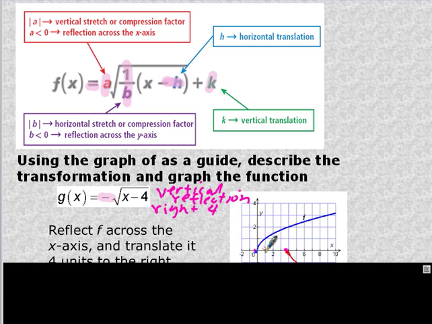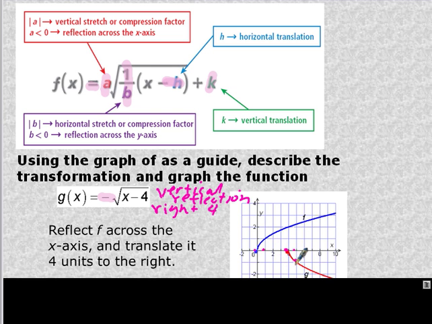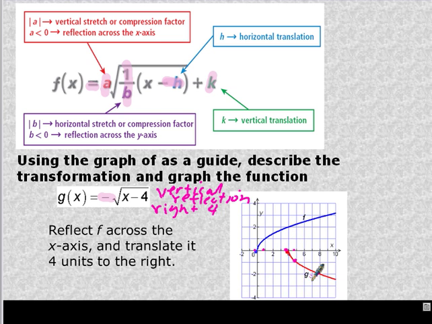And all my other points are going to move over 4. So I go from 1, 1 to 5, 1, which is here. And it's reflected over the x-axis, so I'm going to put them on the other side of the x-axis. And then I go from 4, 2 to 8, 2, which is here. And then lastly, 9, 3 is going to be 13, 3, which is kind of out of the picture. So I can use my parent function points to graph this. The other option is just to use a table of values. You're going to get the same picture anyway.